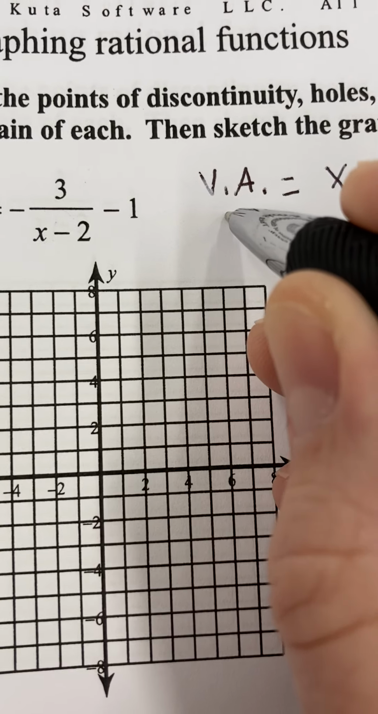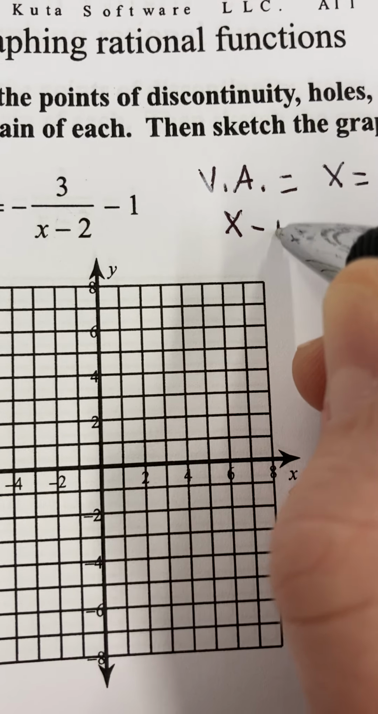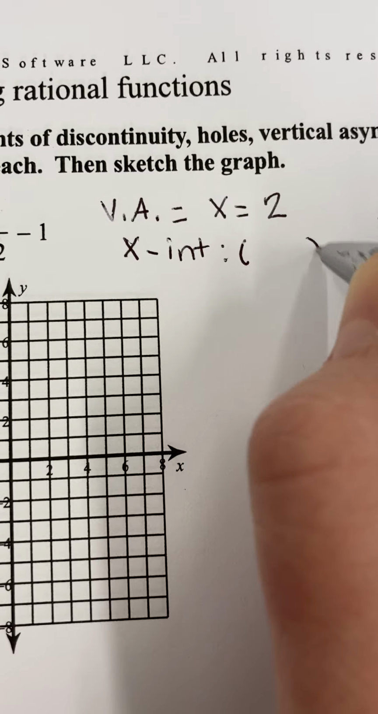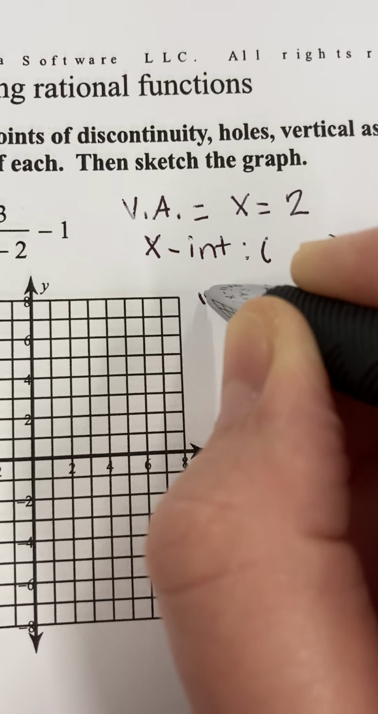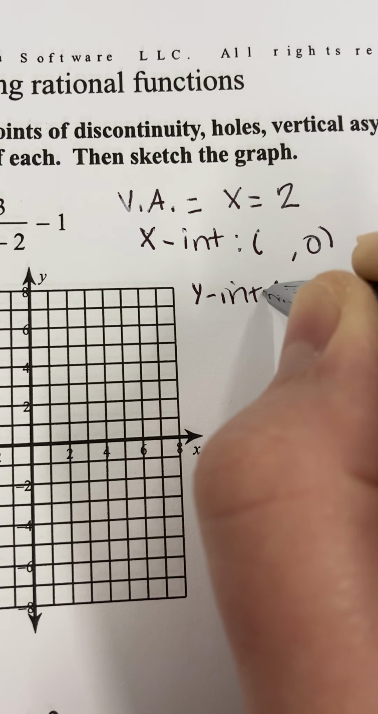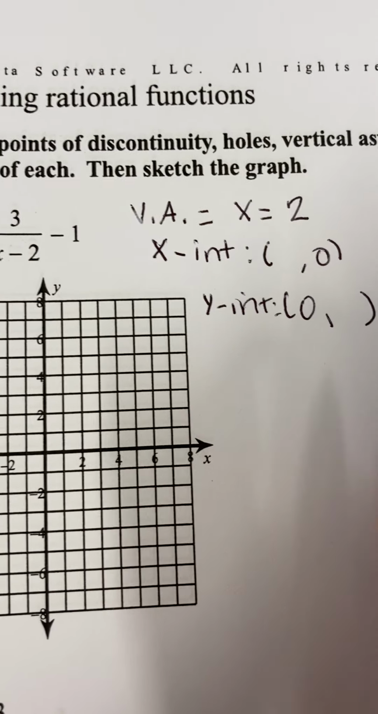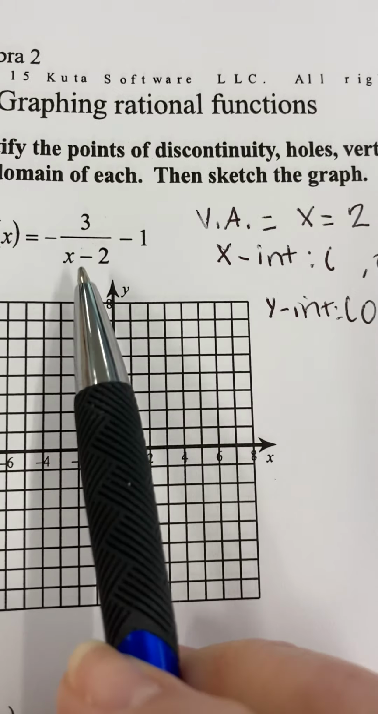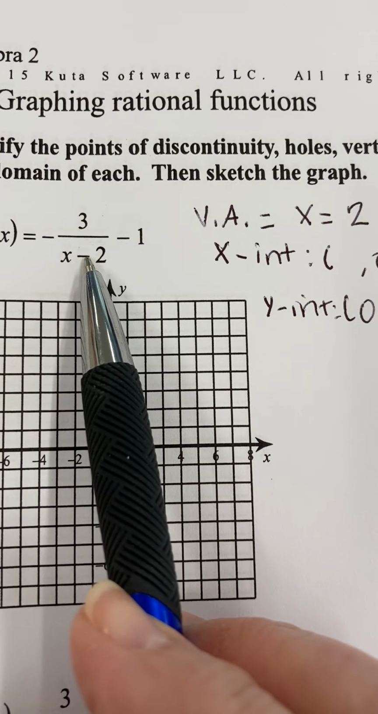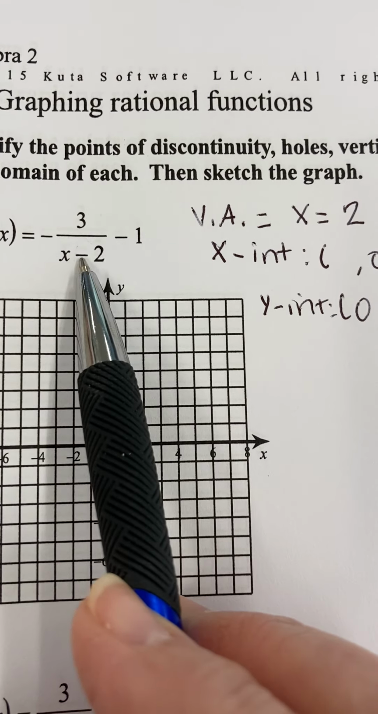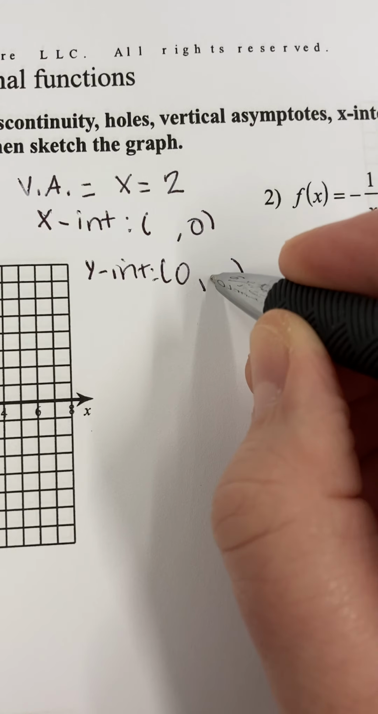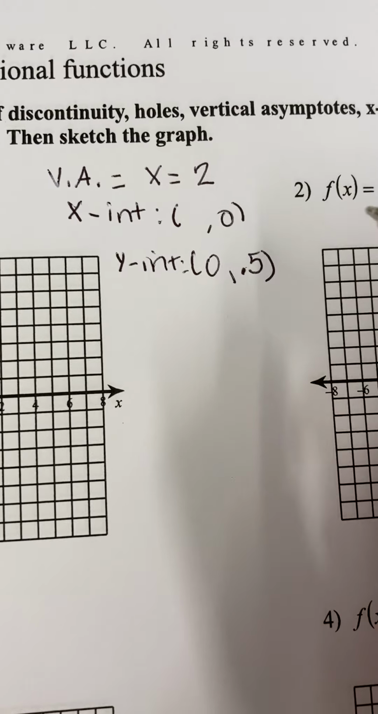Well, we've done this before as well. Your x-intercept is where your y is equal to 0, and your y-intercept is when your x is equal to 0. So I'm going to start with my y-intercept. I'm just going to simply put 0 right here. So 0 minus 2 is negative 2. So I have a negative 3 and a negative 2, which is positive 3 halves. Minus 1 is 0.5. Okay, just doing your math there.